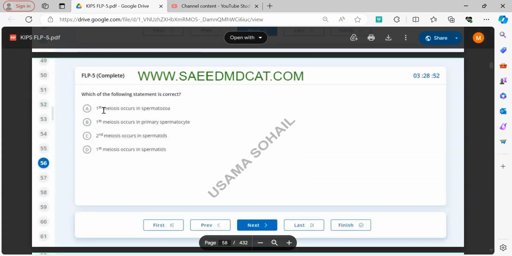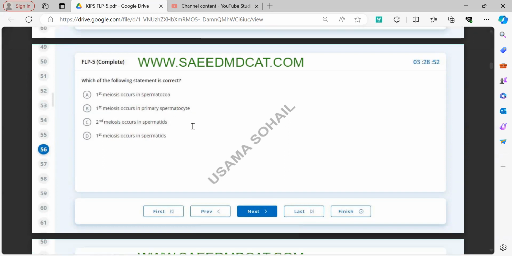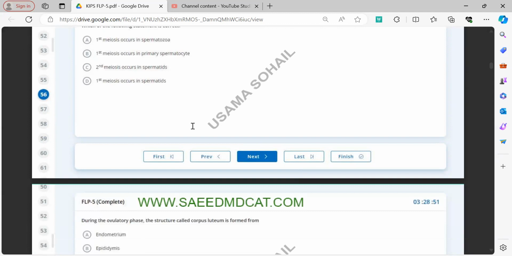you need to know that the first meiosis occurs in the primary spermatocyte. And in the second meiosis, spermatozoa are formed.